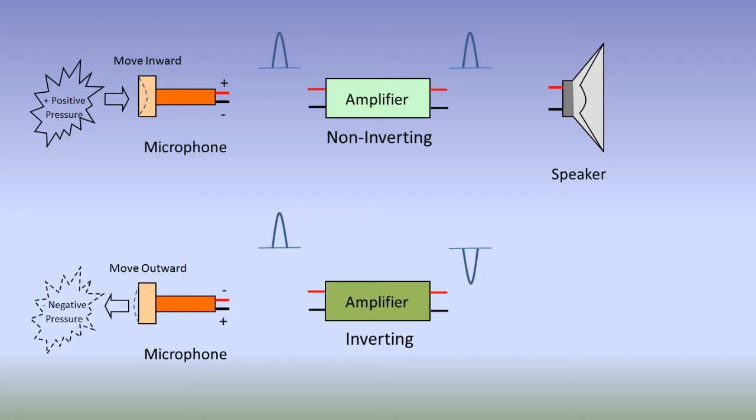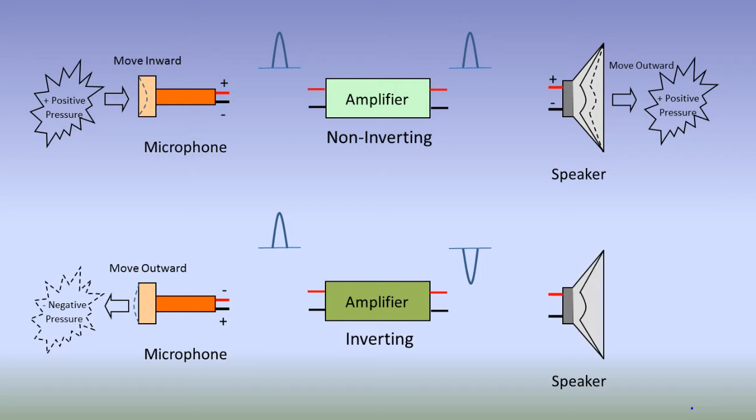As for the polarity of a speaker, when a positive voltage is applied to the positive terminal of the speaker, the cone of the speaker will move outward, producing a positive pressure in its front. When a negative voltage is applied to the positive terminal of the speaker, the cone of the speaker will move inward, producing a negative pressure in its front.